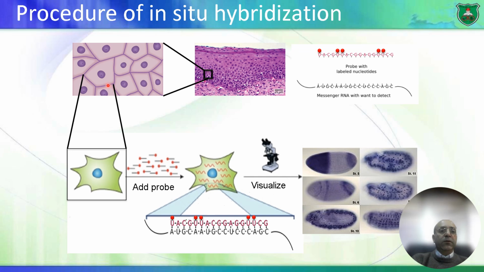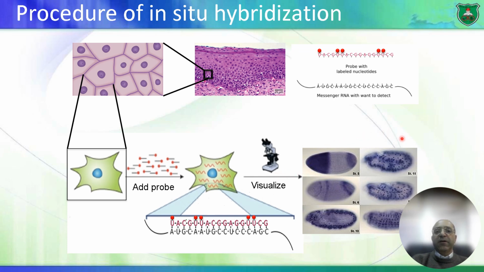So we zoom in onto a certain cell; we add a probe to the whole tissue section. So we zoom in here, and we see that the probe binds to the messenger RNA molecules in that particular cell, for example. And we visualize where the signal is coming from. So we know exactly that this cell expresses that gene in particular.